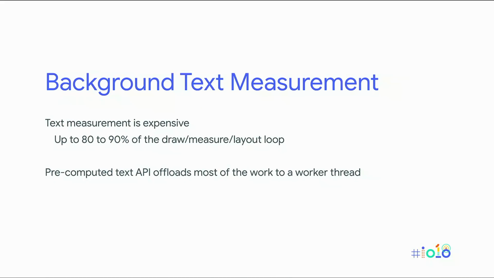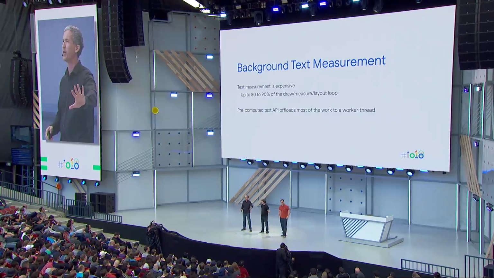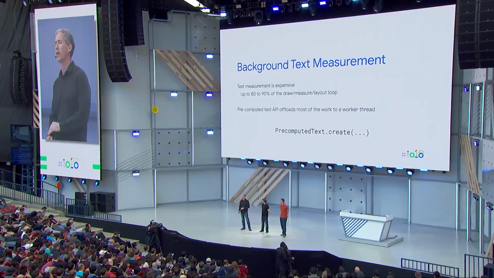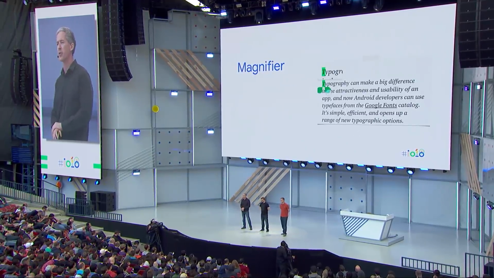So we have a class called PrecomputedText, and you can query that, and you can say, I want you to pre-measure this, and then you can set that text that's spannable on the text view later whenever you want. So you do it in a background thread like this. You say, create this thing, and then you can set that on the text view later when you actually need it. Should be much faster.